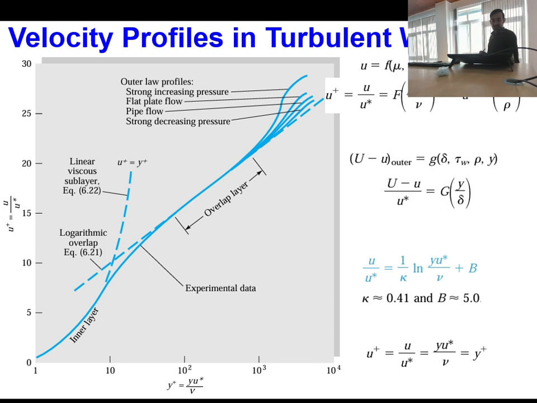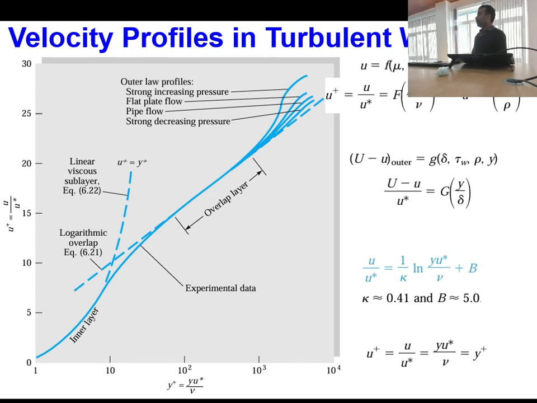One is called the inner layer, where we have viscous dominant flow, and then we have an outer region where molecular viscosity does not influence the flow, and then we have an overlap region where the inner layer and the outer layer merge together, and we have a logarithmic variation of the velocity field.